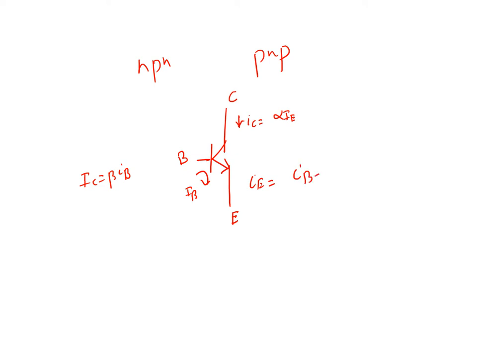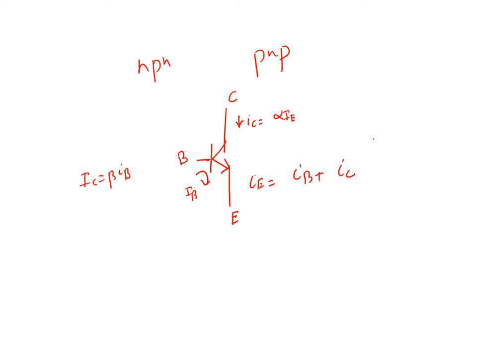If you have an NPN transistor with the base, emitter, and collector, we have the collector current, which is alpha times the emitter current, and we have the base current. We also know that the emitter current is the summation of the base current plus the collector current.